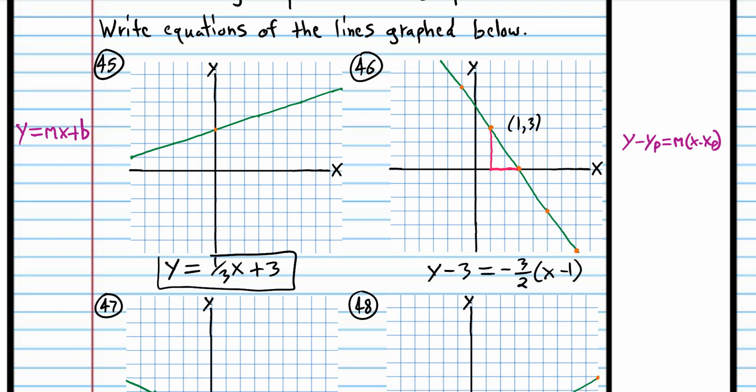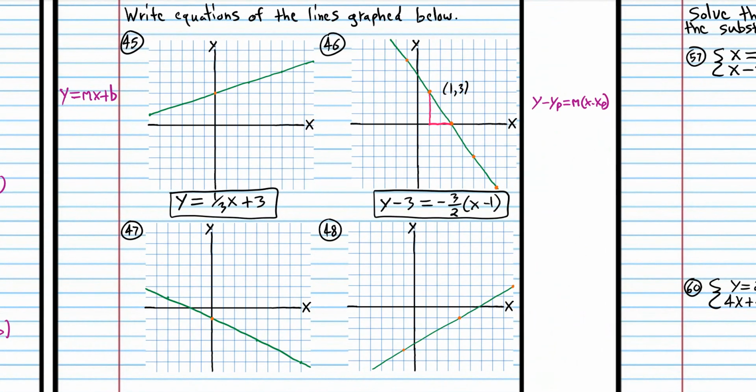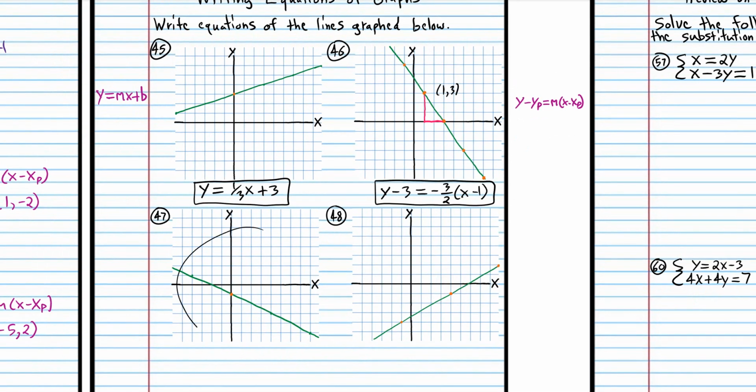Let me rectangle all these. So again, you can use the slope-intercept form if you have that case where the line crosses the y-axis at a corner of a box. But if it doesn't cross at a corner of a box, you have to use the point-slope form. So in this first problem here, we can use the slope-intercept form. So go ahead and try number 47, and when you come back, we'll do it together.